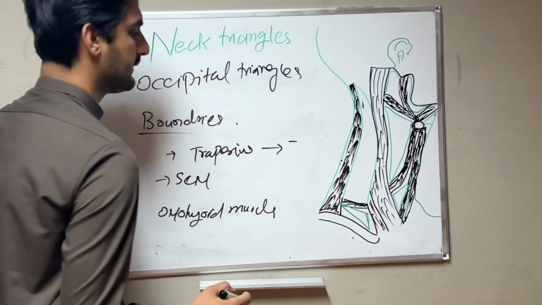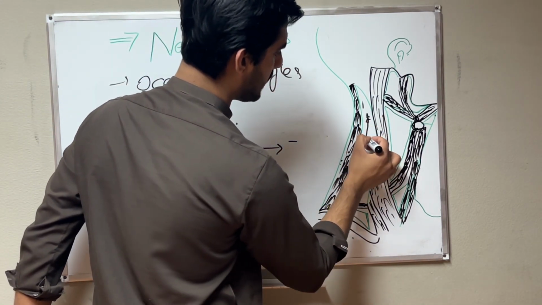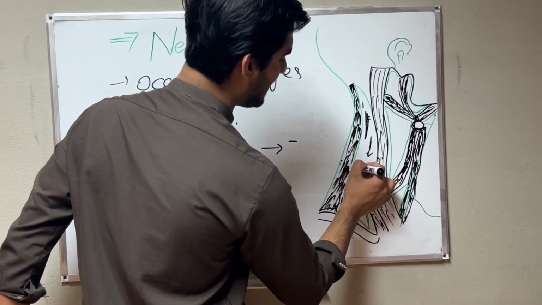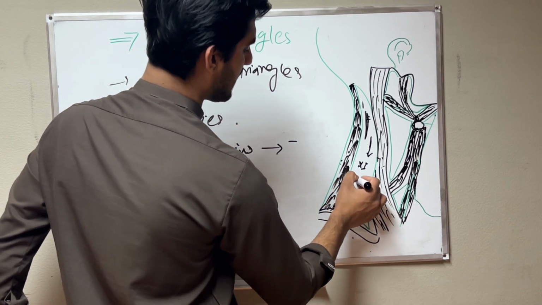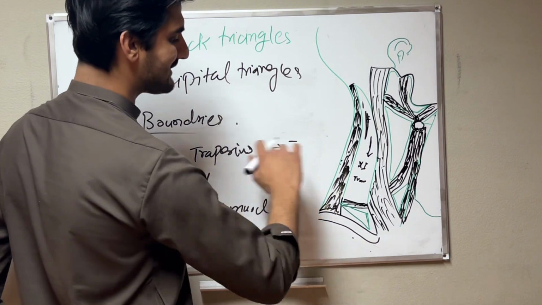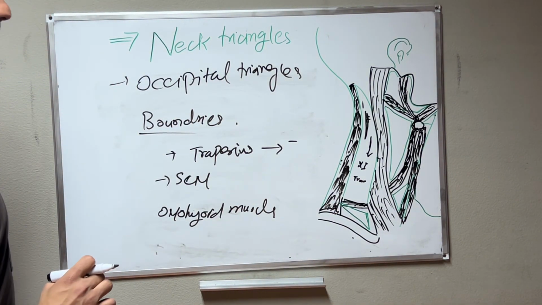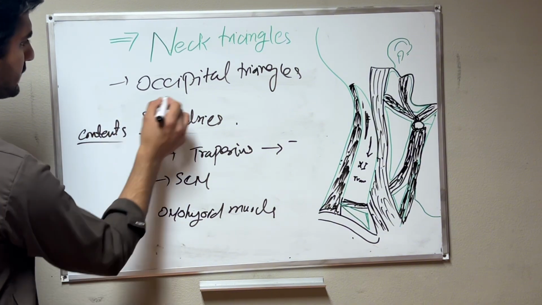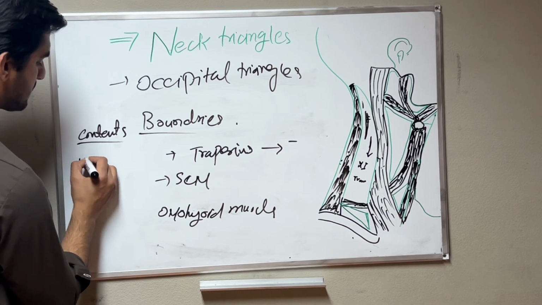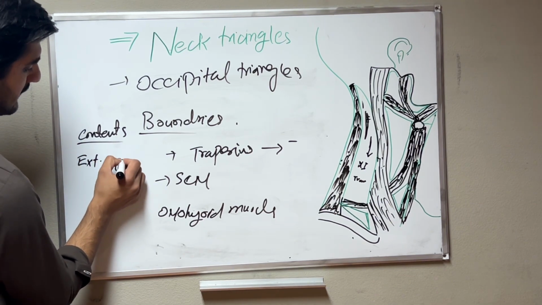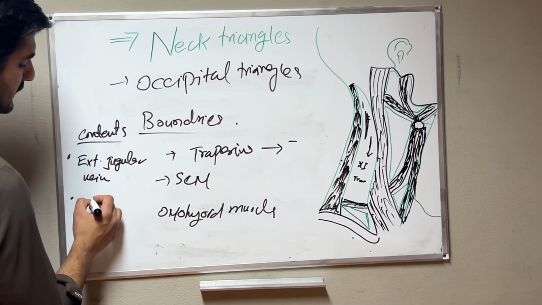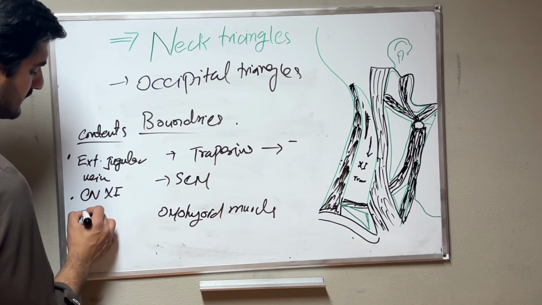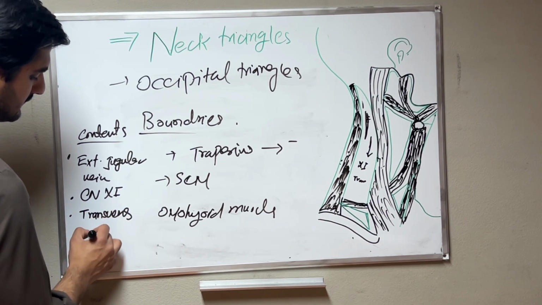Now we will talk about the contents. Passing through here, we have the external jugular vein. Then one cranial nerve passes, cranial nerve 11, the accessory nerve. And since this is the cervical region, we also have an artery branch called the transverse cervical artery. So the contents of the occipital triangle are, first, the external jugular vein, second, cranial nerve 11, the accessory nerve, and third, the transverse cervical artery.